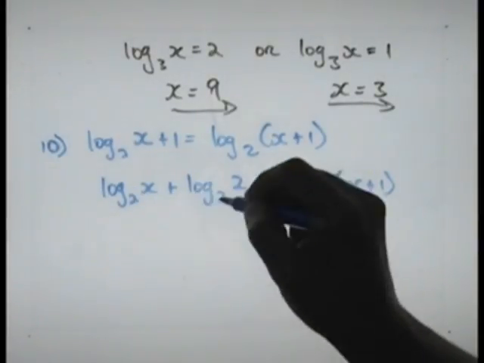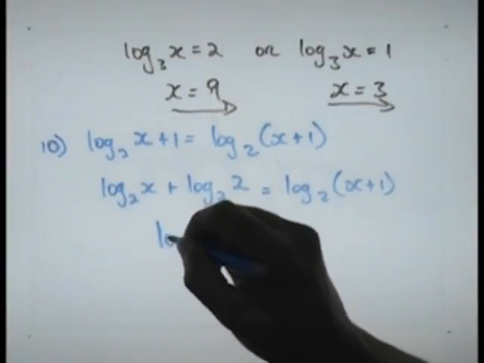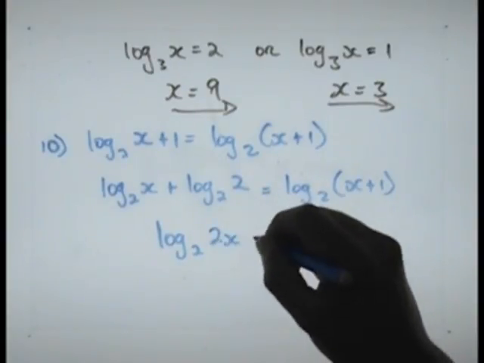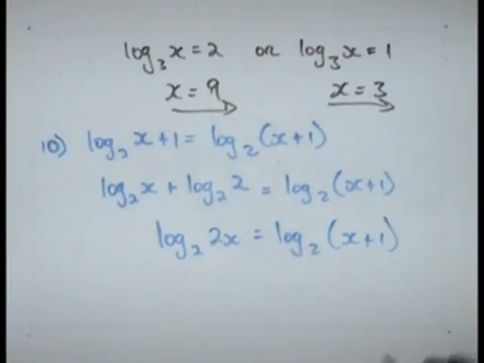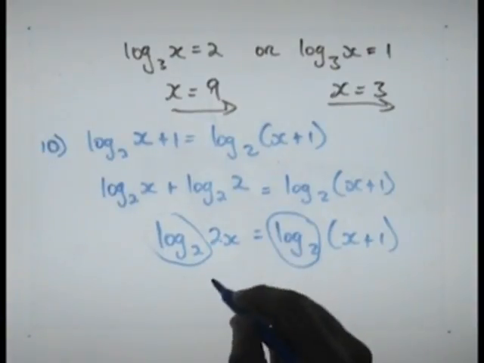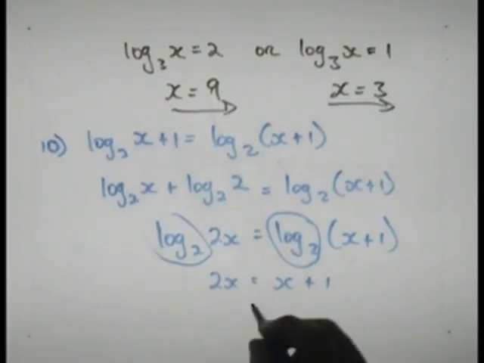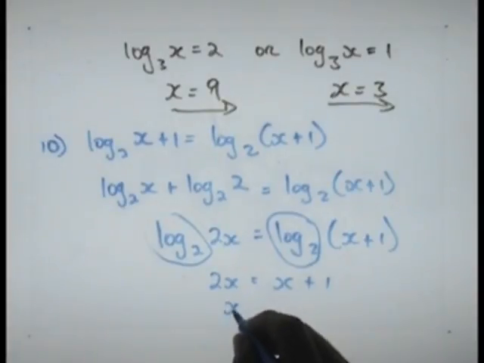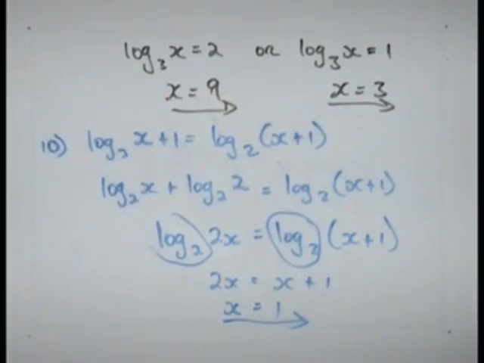Same log bases. What I can do here is multiply by the 2. That means that log base 2 of x times 2 is 2x, is equal to log base 2 of (x plus 1). Now the log and the base are the same, I can drop it. That means that 2x is equal to x plus 1. Take the x across. That means 2x minus x, which is just x, is equal to 1. And that is my answer.